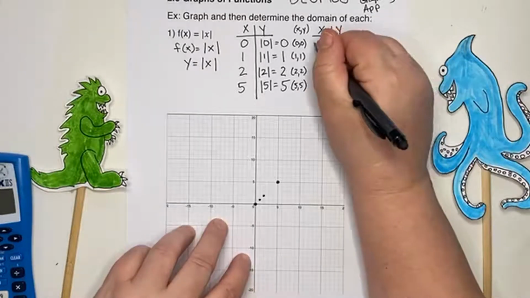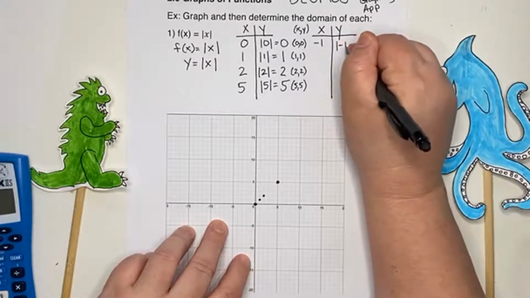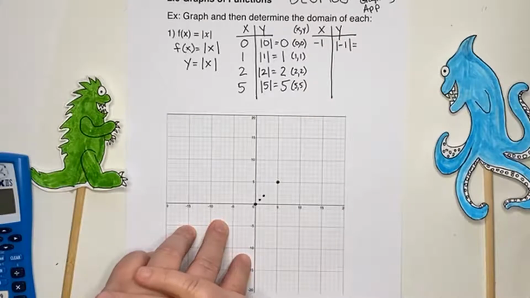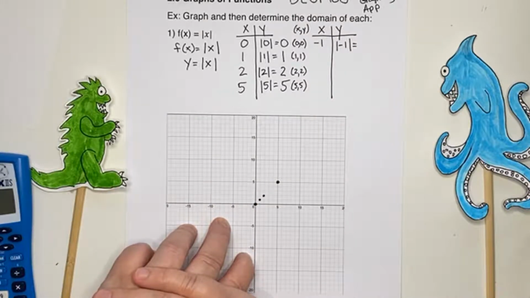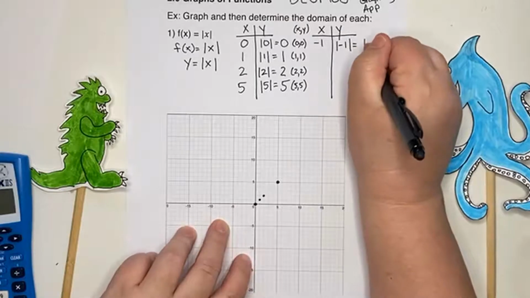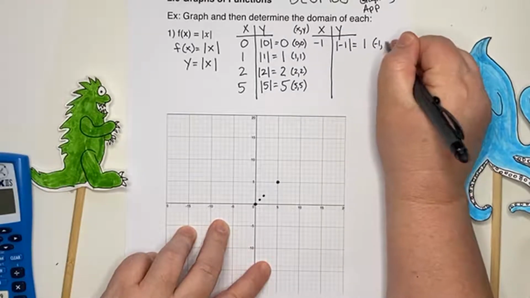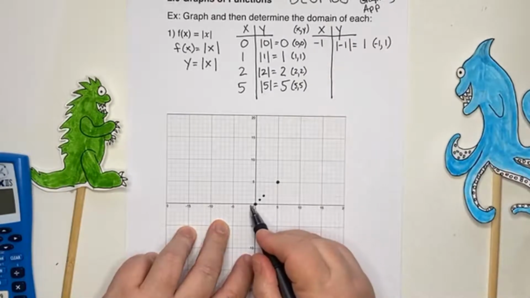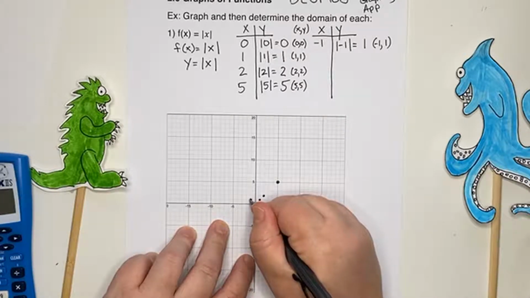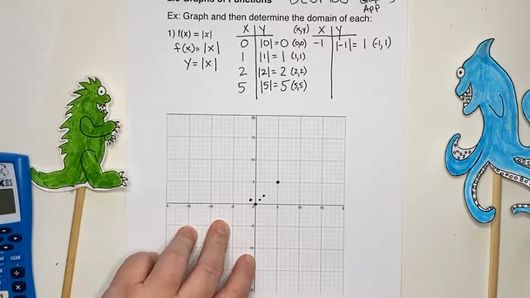So -1, y is the absolute value of -1. What is the absolute value of -1? The absolute value of -1 is +1. So now something interesting happens. When I go over to -1 in the x direction, I still go up +1 in the y direction.